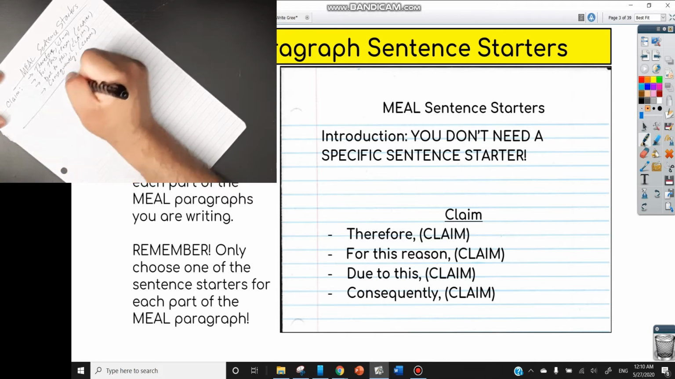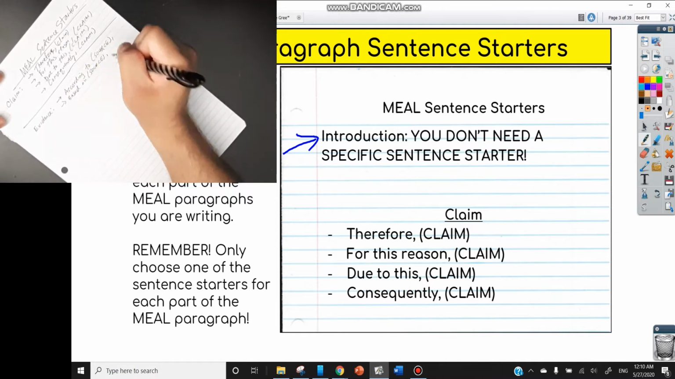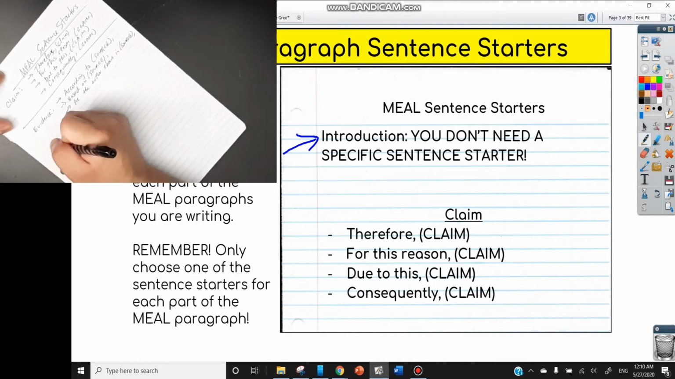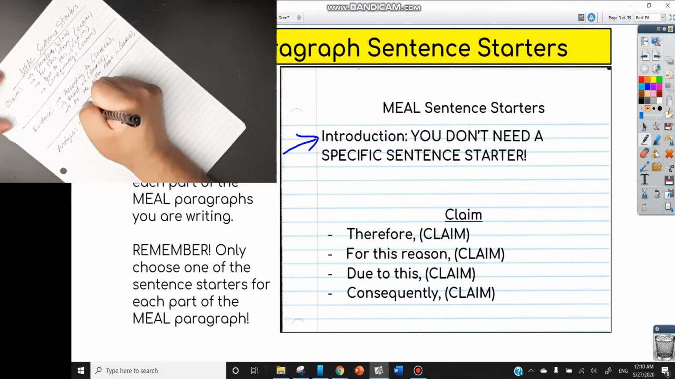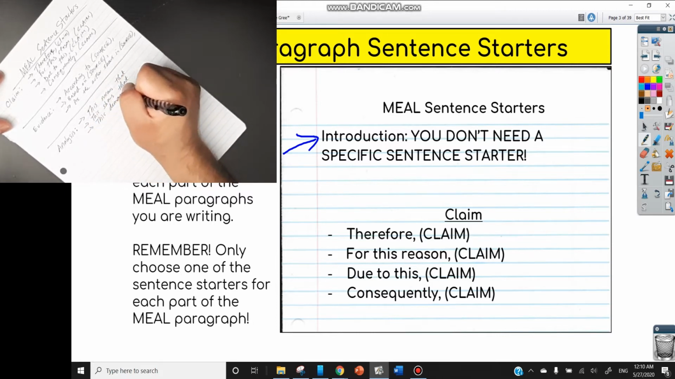The first part is the introduction. Now, for the introduction, you actually don't need a specific sentence starter, like the other parts of the paragraph. You are free to start the paragraph basically any way you want, but I will still give you some direction on how to start it.